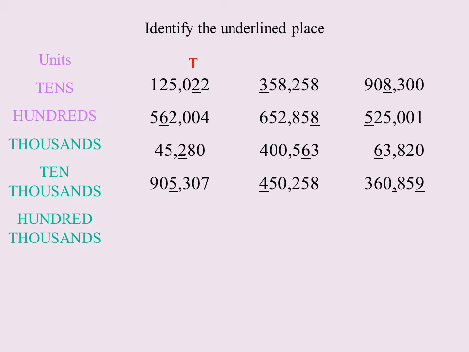562,004. Now 6 is in the thousand family, but is it in the thousands place, tens, 10,000 place or 100,000 place? It's in the 10,000 place, so the place value of 6 here is 10,000. 45,280. Now 2 is in the hundreds place, so the place value of 2 is hundreds.